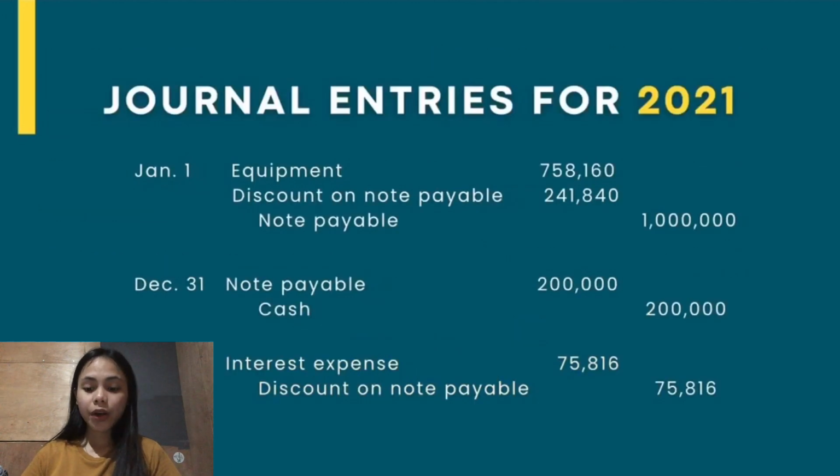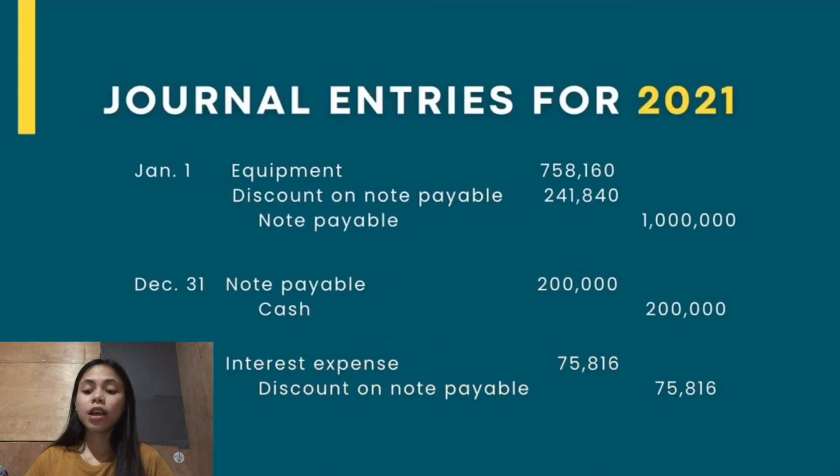And now let us have our journal entries for 2021. On January 1, since we acquired an equipment for 1 million payable, then we will debit equipment and then credit note payable for 1 million pesos. And then the equipment is 758,160, which is our present value. And then we also debit discount on note payable, which is 241,840. And on December 31, we debit note payable amounting to 200,000 and then credit cash 200,000.